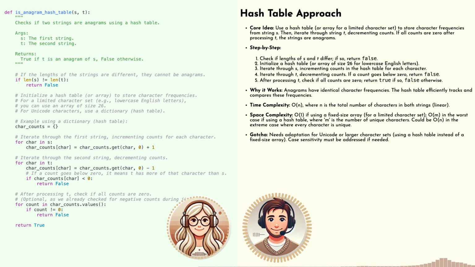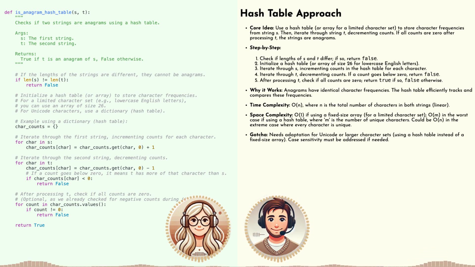Exactly. But how do we keep track of all those counts in a way that the computer can easily work with? That's where a hash table comes in. You can think of it kind of like a spreadsheet, where each row represents a letter, and then the cell in that row stores the count.